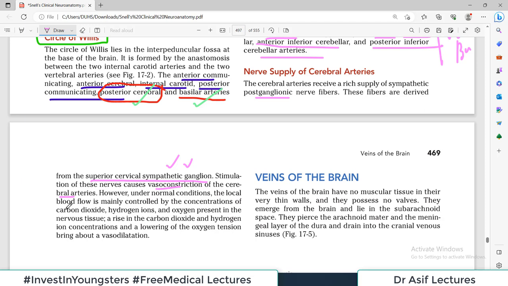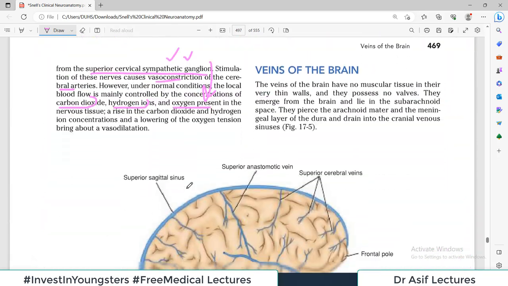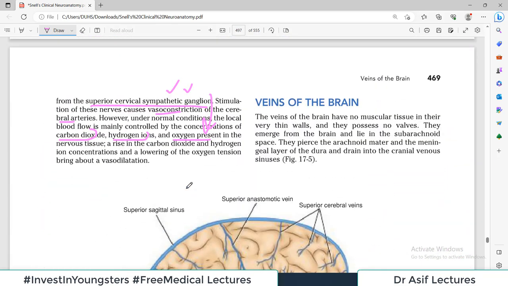However, under normal conditions the local blood flow is mainly controlled by the concentration of carbon dioxide, hydrogen ions and oxygen. We will discuss this in physiology, how the blood supply to the brain is regulated by these factors, carbon dioxide, oxygen tension and all these things. Okay, so that is all about the arterial supply of your beautiful brain and spinal cord.